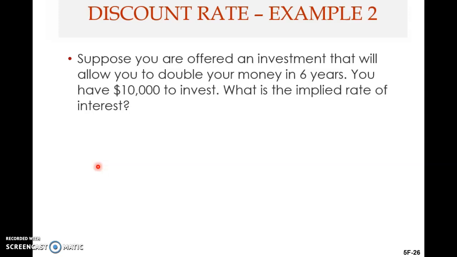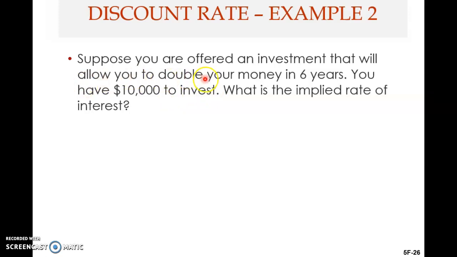Let's look at a second example here. Suppose you are offered an investment that will allow you to double your money in 6 years. You have 10,000 to invest. What is the implied rate of interest? Again, in this example, look for the three known elements. What are the three known elements? The first one is 6 years, the term, n. This is known. You have $10,000 to invest now, so this is the present value cash flow. That's 10,000.